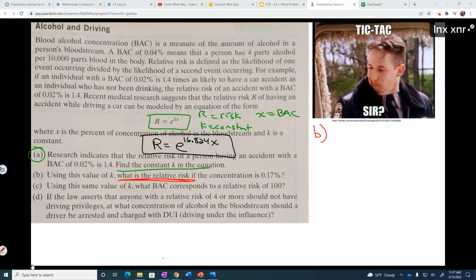So B, R equals, e is always just e, to the 16.824. And then we need to plug something in for x that says the concentration is 0.17, right? So that's going to go in for x. This one doesn't really require any math, as long as you plug it in the right spot here, and then just plug it in your calculator. Go ahead and give that a shot.